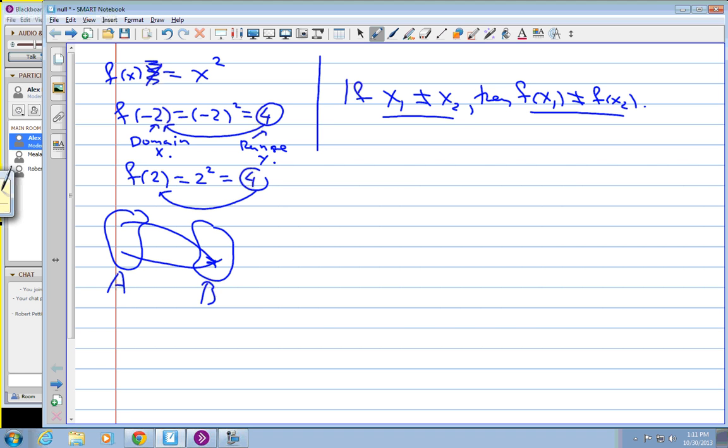If your x values are different, then the y values will be different, no matter what two x values you look at. Not the case here, right? -2 is different from 2, but 4 equals 4, so that contradicts that definition.